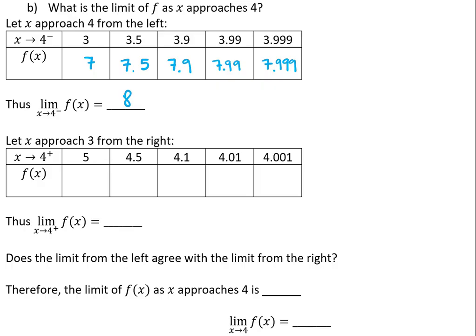Plugging in the values of x approaching 4 from the right-hand side, then my f of x becomes 9, 8.5, 8.1, 8.01, and 8.001. So you notice that the limit of f of x as x approaches 4 from the right-hand side is also 8. So does the left limit agree with the right limit? If the answer is yes, then the limit of f of x as x approaches 4 is going to be 8, since they match.